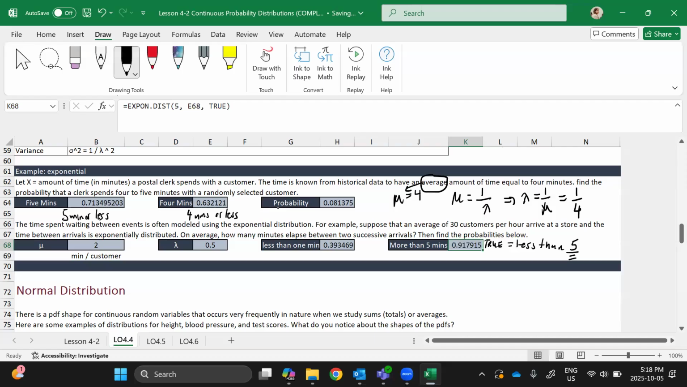To do that, just use the rule of complement. Remember, the rule of complement says do 1 minus the opposite. So if I want more than 5 instead of less than 5, I just do 1 minus the answer we got. And by the rule of complement, the probability of more than 5 minutes will be about 8%.